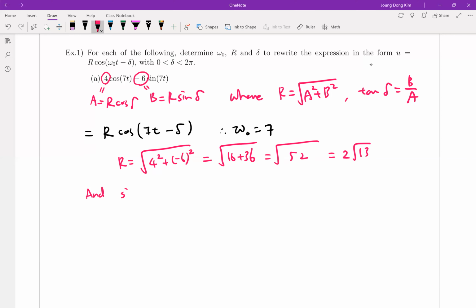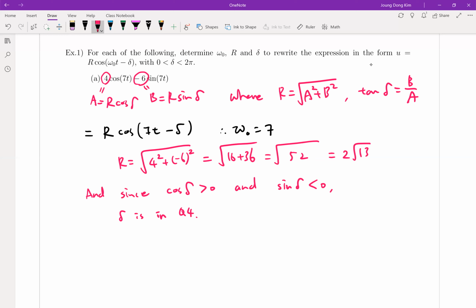Since your cosine delta is positive, do you understand what I'm saying? I'm talking about a value. A is 4, and r is positive, then cosine delta must be positive. And let's look at b. Your sine delta is what? -6, which is a negative value. Then we can say your delta is in which quadrant? A positive cosine value and a negative sine value, which is the fourth quadrant.